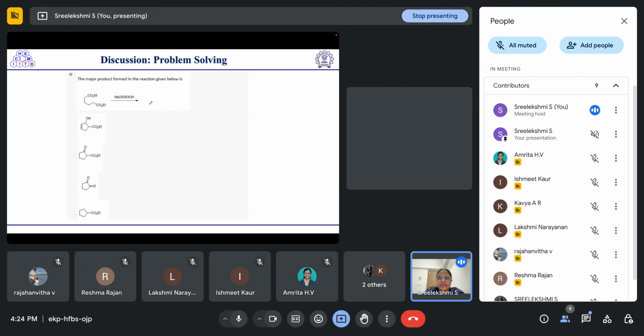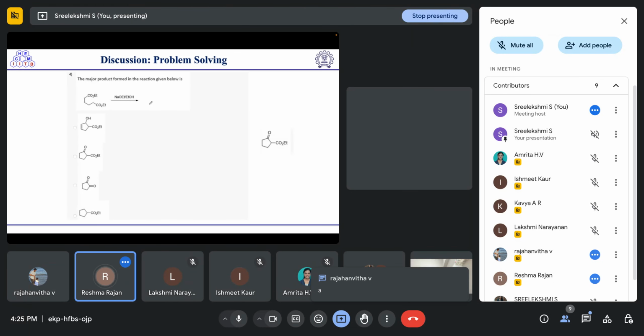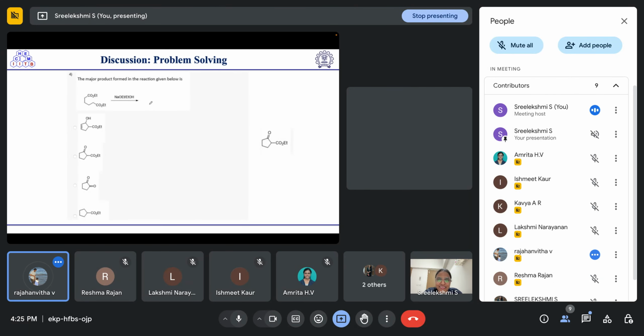So which reaction is it? This is a named reaction. Dieckmann condensation, or Dieckmann reaction. So which is the product? Different options and opinions are there. So first, option B. Okay, yeah. So how is it happening?